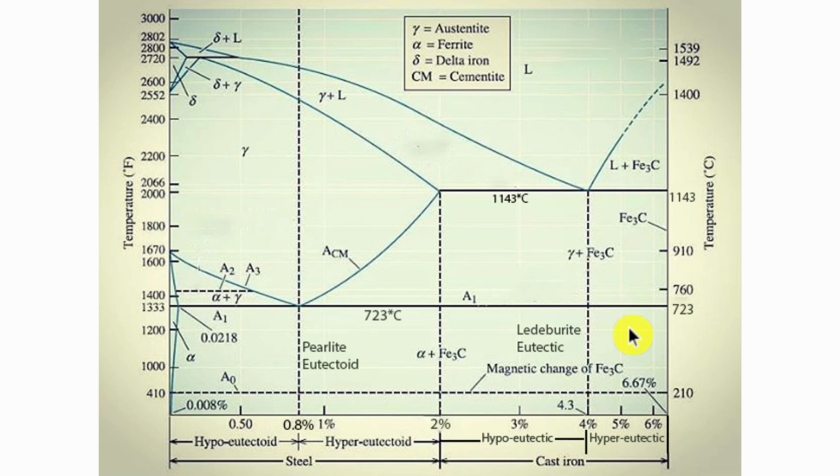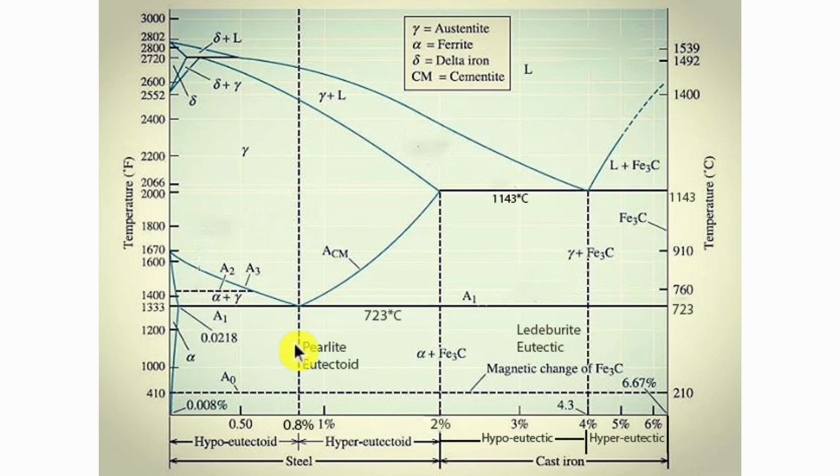Now, this point, 0.8% carbon, is called the eutectoid point, and steel having 100% pearlite is called eutectoid steel. Similarly, 4.3% carbon is the eutectic point, and cast iron having 4.3% is called eutectic cast iron, having 100% ledeburite.